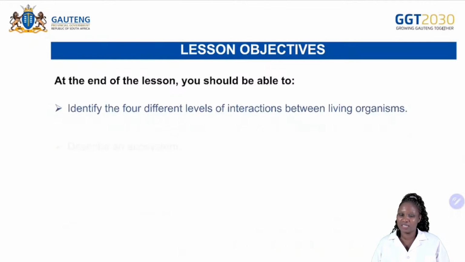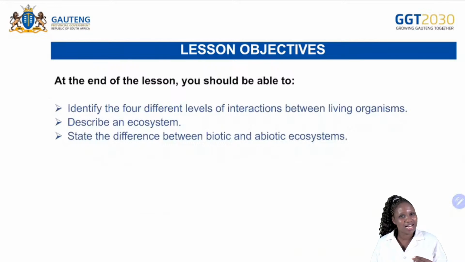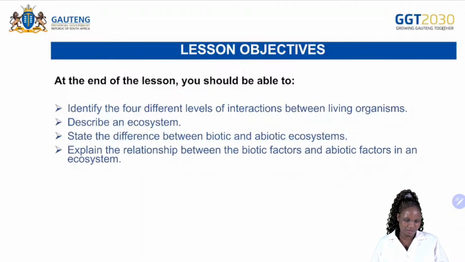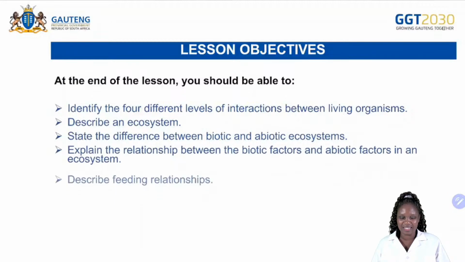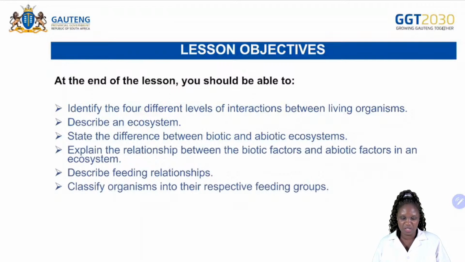Remember, the lesson objectives are a measure of what you are supposed to have grasped at the end of this lesson. You must identify the 4 different levels of interactions between living organisms. We're also going to describe an ecosystem, state the difference between biotic and abiotic factors, and explain the relationship between the biotic factors and abiotic factors in an ecosystem.